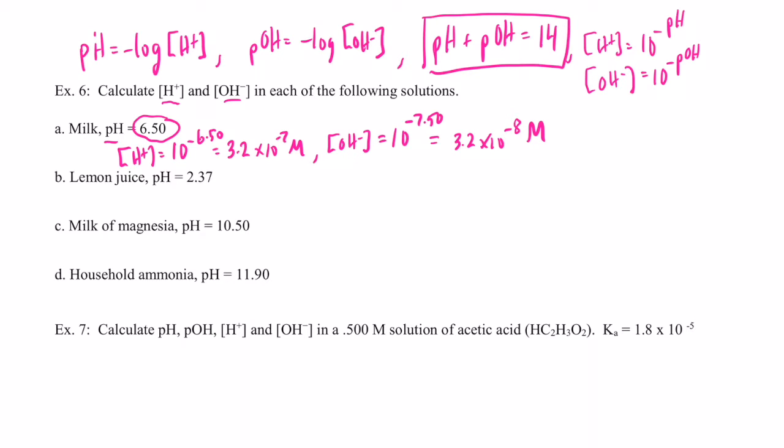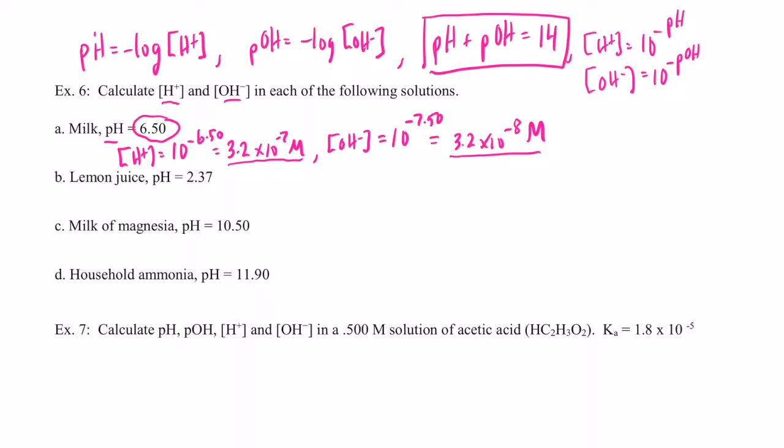Now just for the record, if you multiply the hydrogen ion concentration times the hydroxide ion concentration, you should get Kw, which is 1 times 10 to the negative 14th. All right, why don't you pause the video and do the next 3, then come back to the video. We'll see how you did.